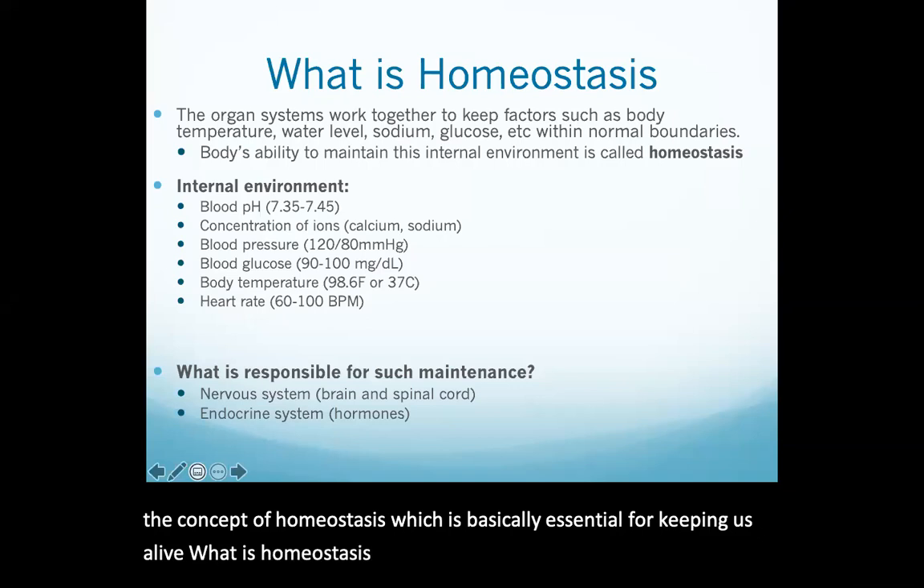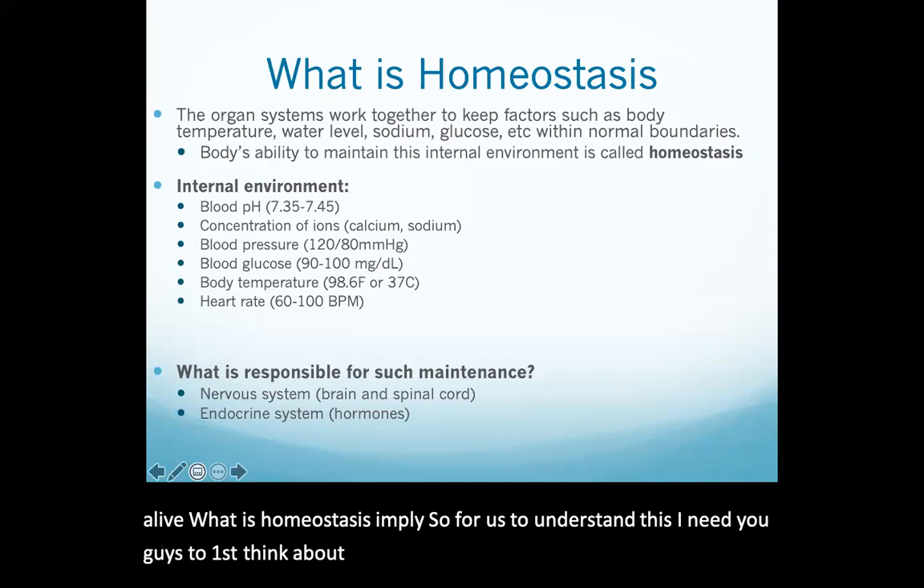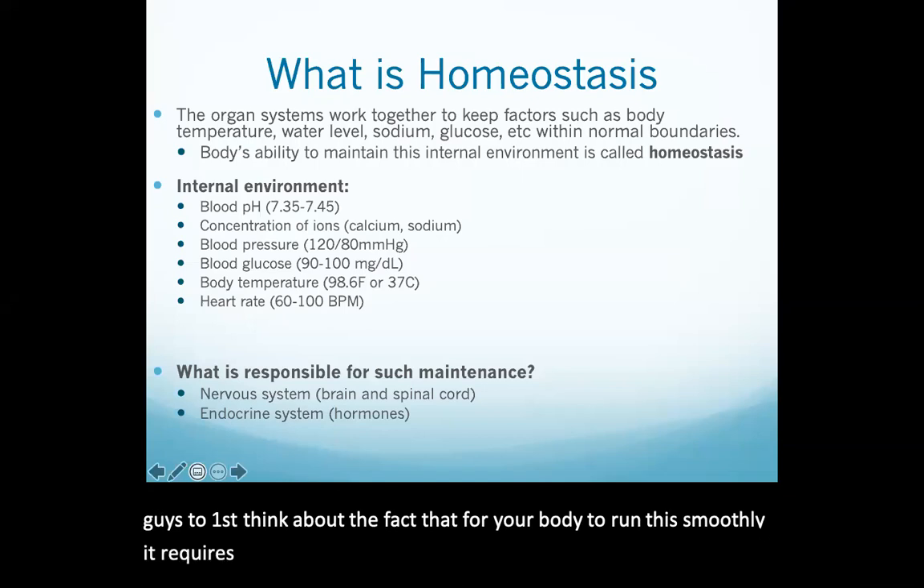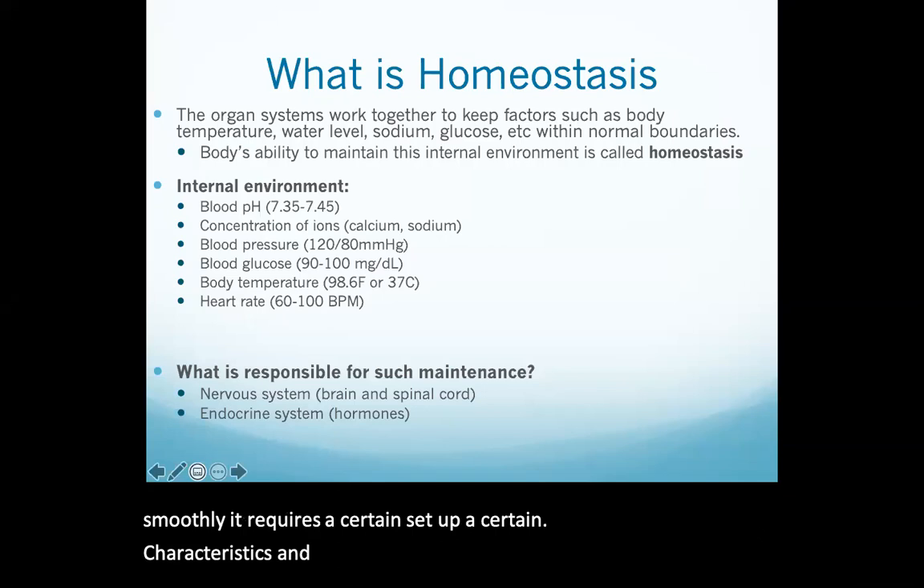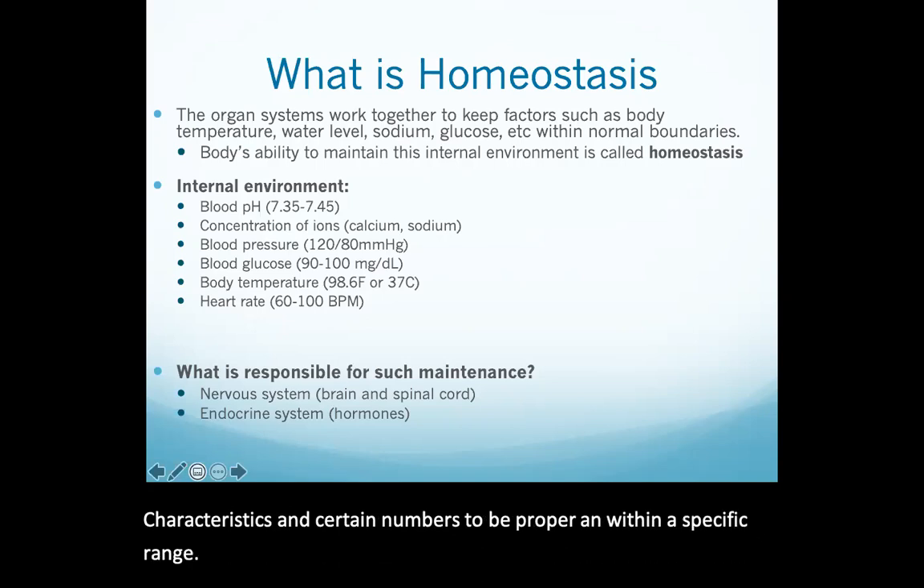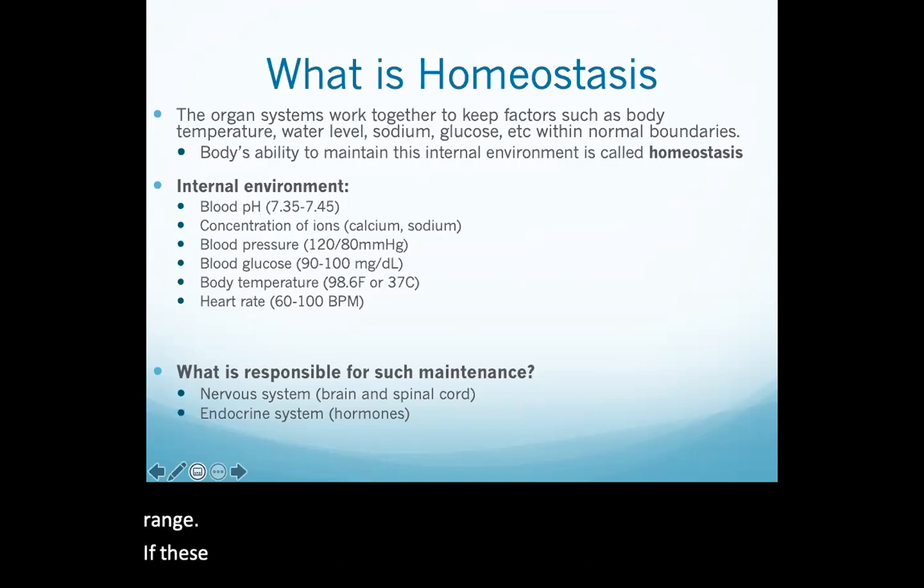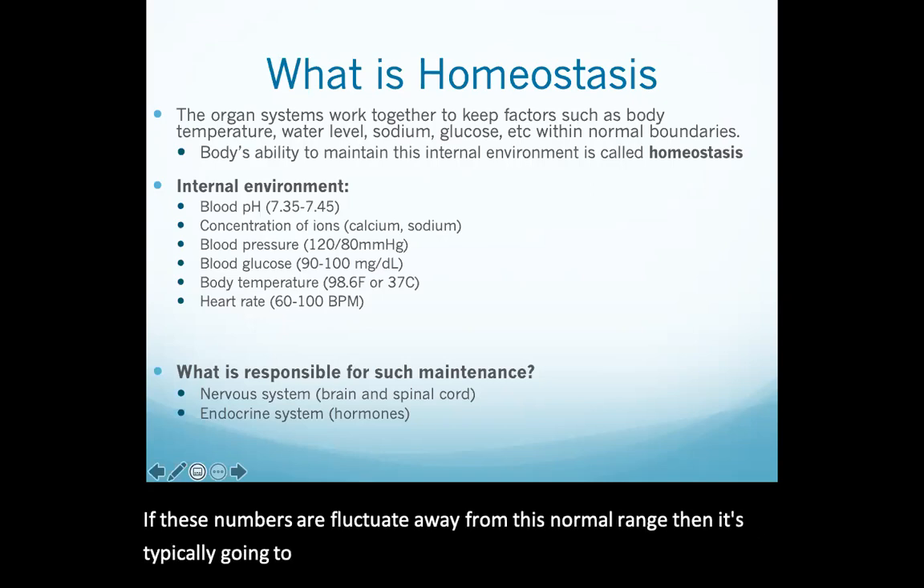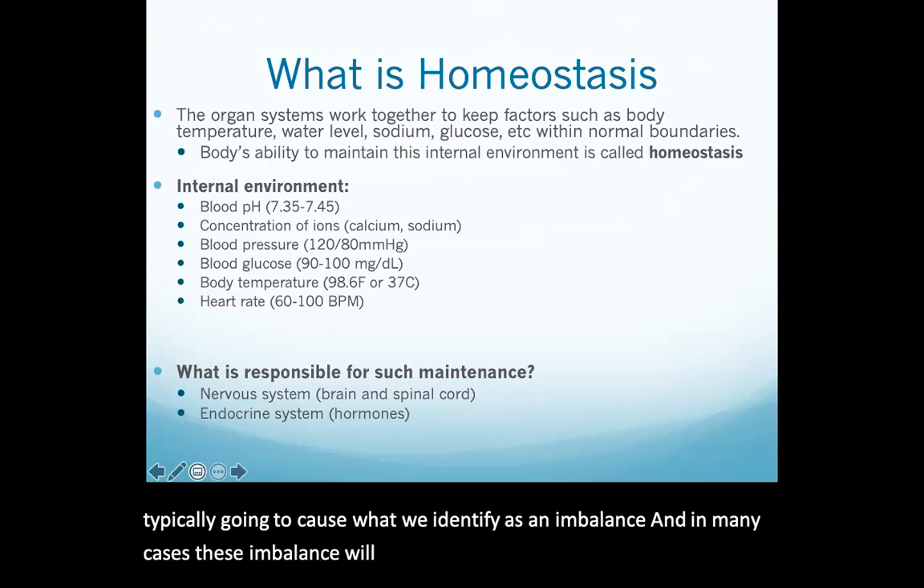For us to understand this, I need you guys to first think about the fact that for your body to run smoothly, it requires a certain setup, certain characteristics, and certain numbers to be proper and within a specific range. If these numbers fluctuate away from this normal range, then it's typically going to cause what we identify as an imbalance, and in many cases, this imbalance will basically cause a disease.